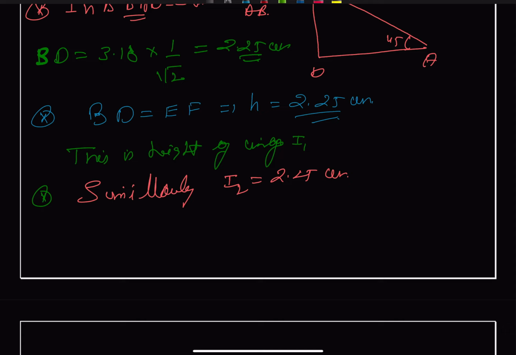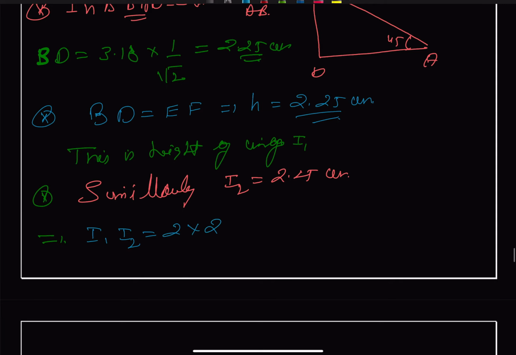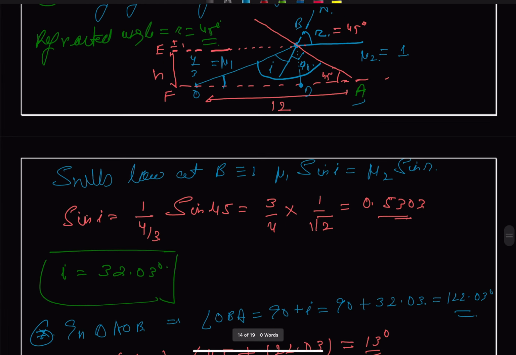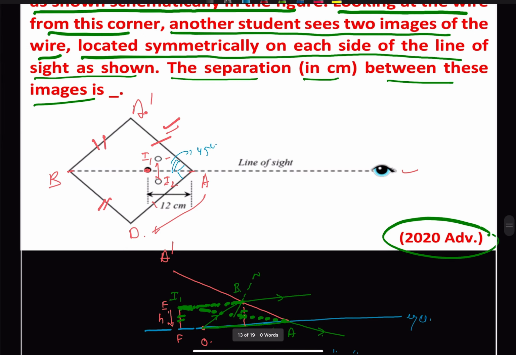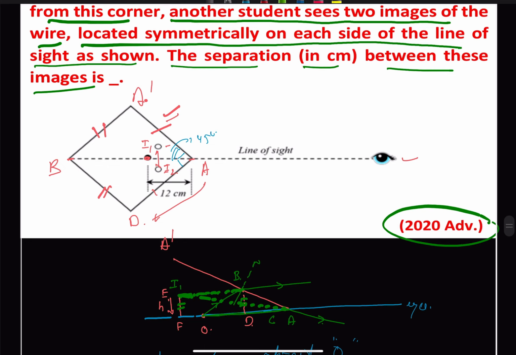Therefore we can say that the distance between I1 and I2 will be equal to 2 into 2.25, which comes as 4.50 centimeters, and approximately, if required, we can just write it as 4 centimeters. So we get this as 4 centimeters.